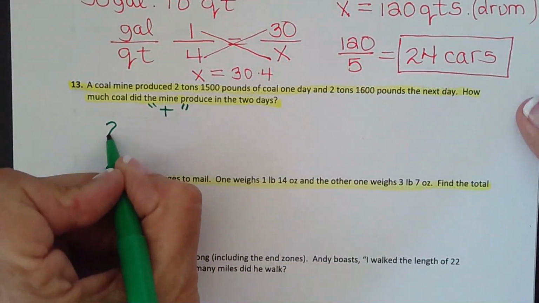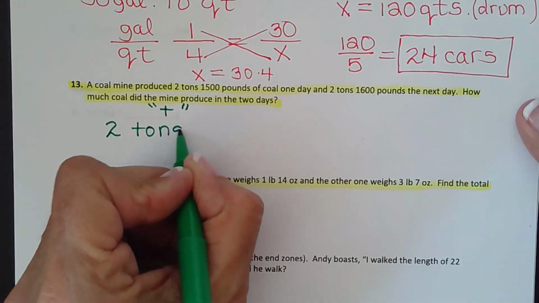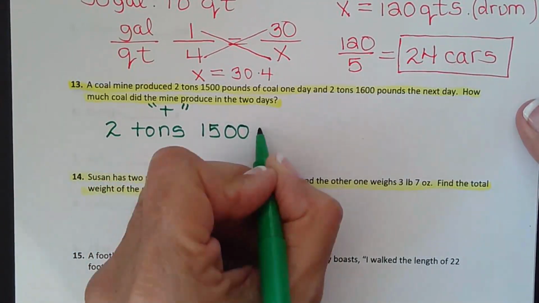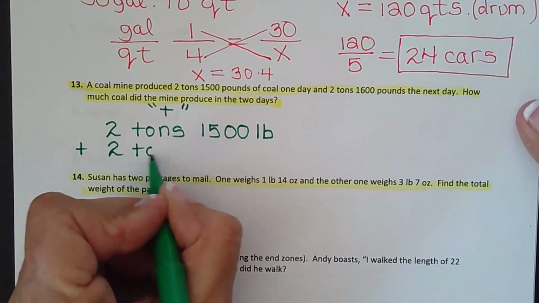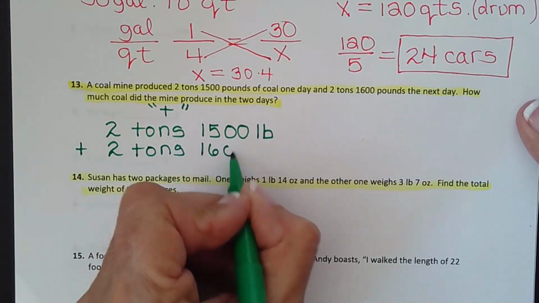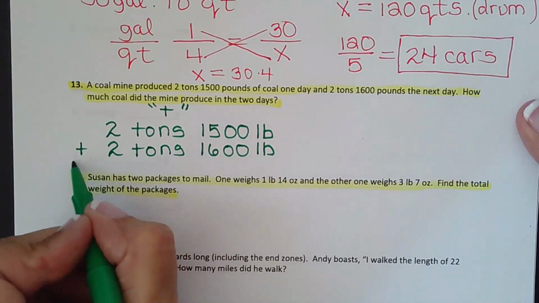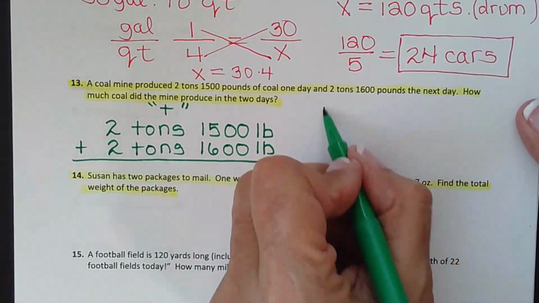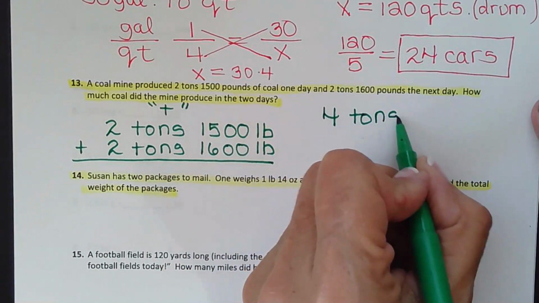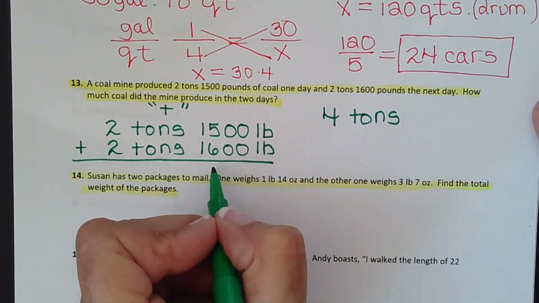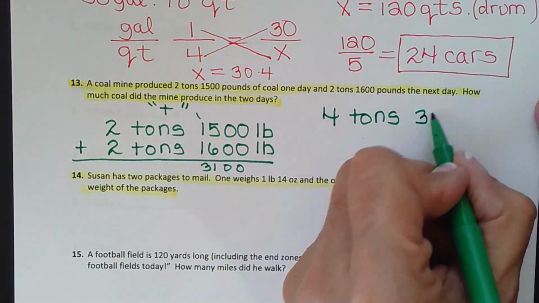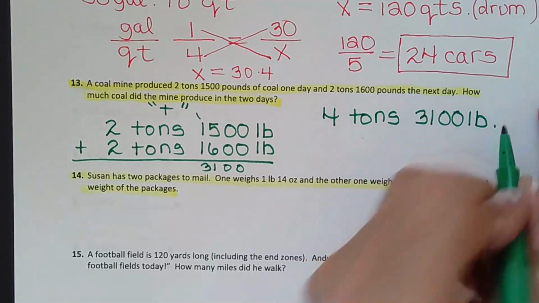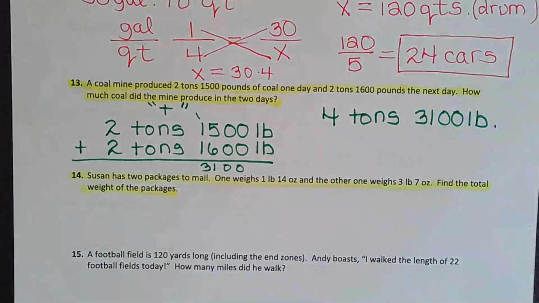So we go over here and we say 2 tons, 1,500 pounds, plus the second day 2 tons, 1,600 pounds. So when we add those, we get 4 tons, 3,100 pounds. So that is the most common wrong answer on Alex. So why is it wrong?